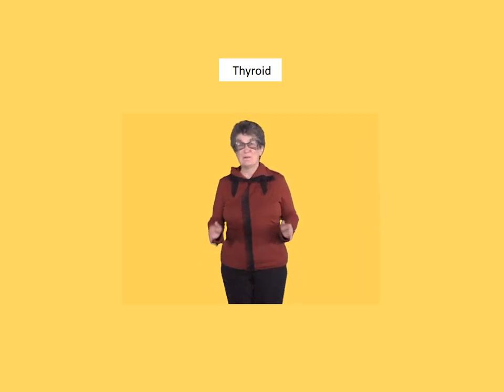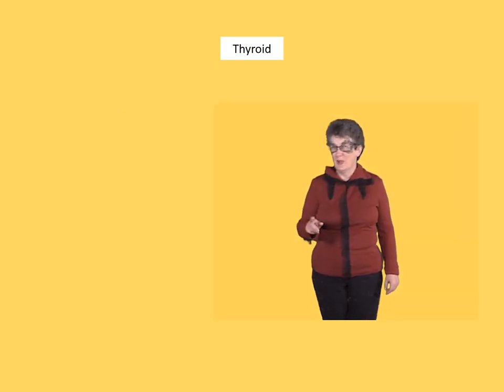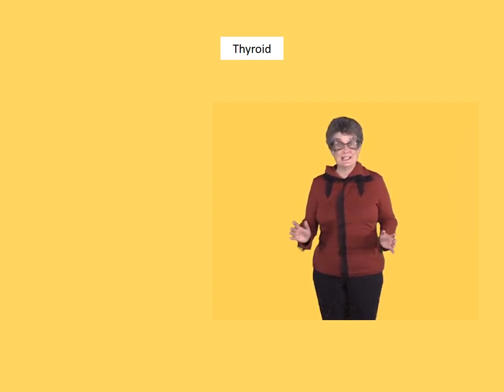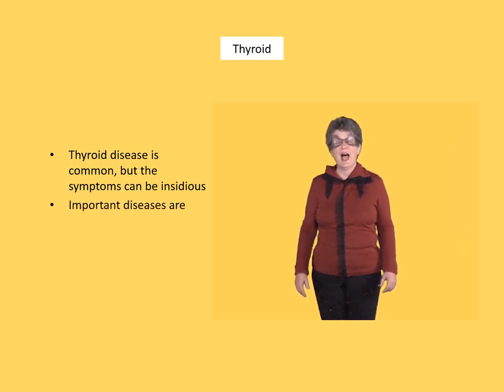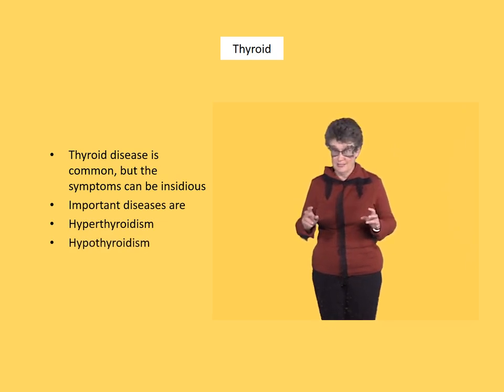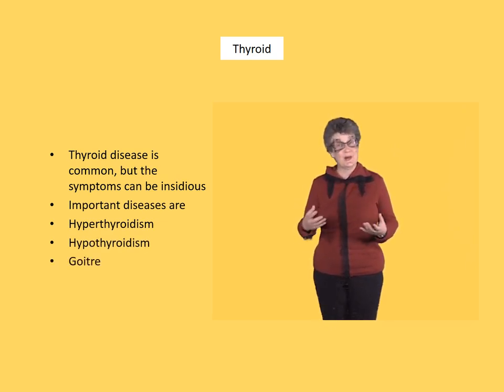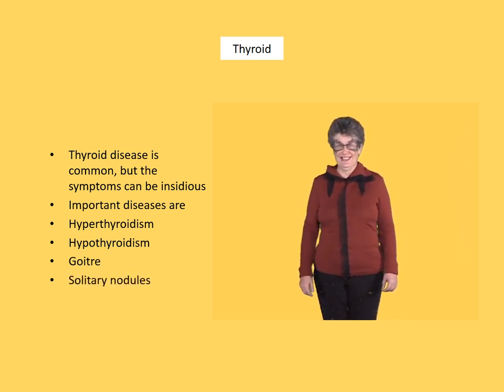Today we're going to think about pathology of the thyroid gland. You really do have to be a pathology superhero to recognize thyroid disease. It's really common, but the symptoms can be insidious. Important diseases when we're thinking about pathology of the thyroid are hyperthyroidism, hypothyroidism, goiter, which is swelling of the thyroid, and solitary nodules in the thyroid gland.